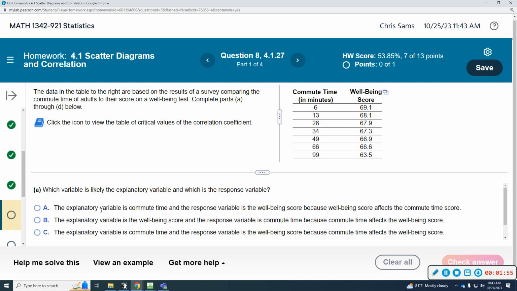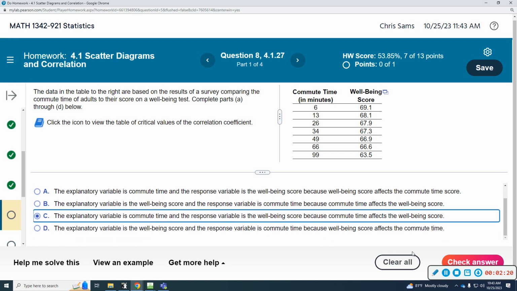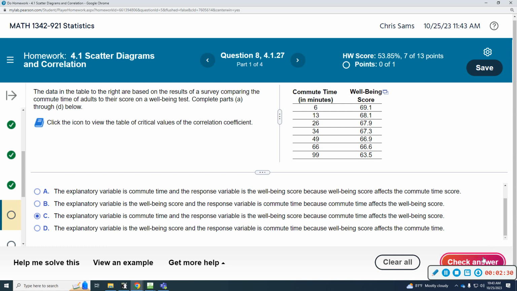So the response would be the well-being. Looking at the options: explanatory is commute, response is well-being, because commute affects well-being. Yes, C would be the one I'm looking at. D, there's one I didn't see: explanatory variable is well-being, response is commute. Okay, I think C is going to be the best one.